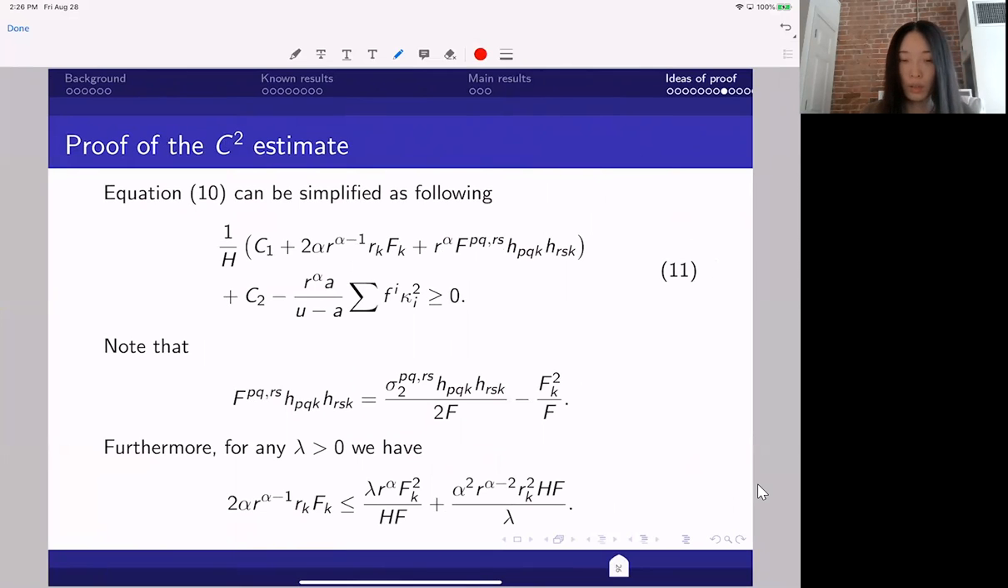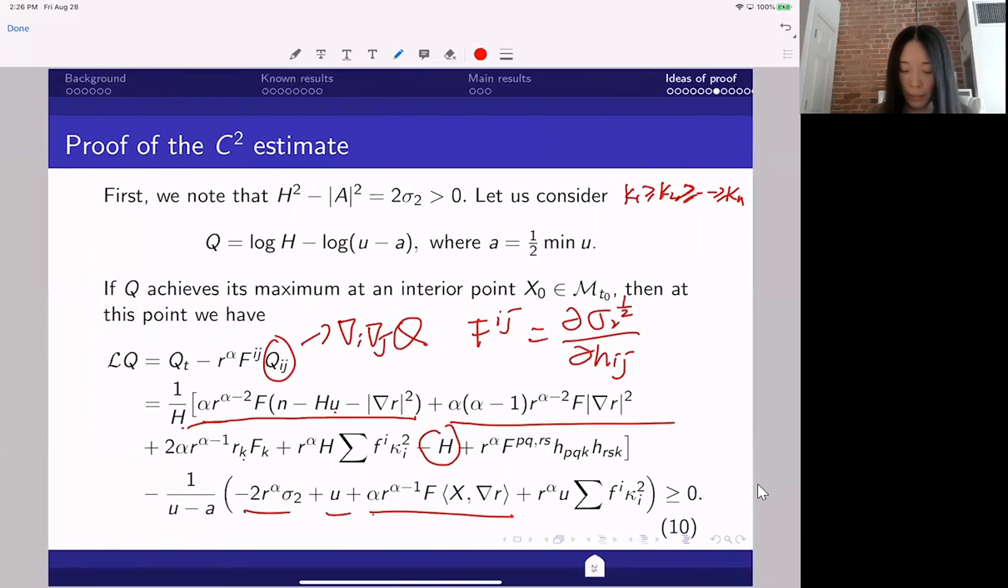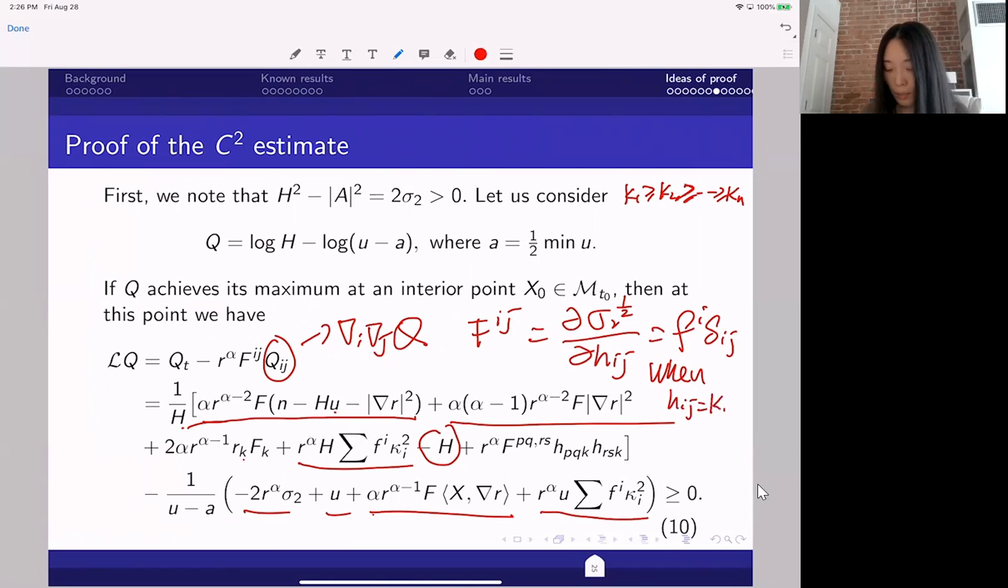We can simplify this equation, and this equation gives us the following. This term comes from combining this plus R to the alpha H sum F^i kappa_i squared with the last term. I forgot to say that this equals F^i times delta_{ij} when h_{ij} is diagonalized as kappa_i delta_{ij}. So that's our notation.